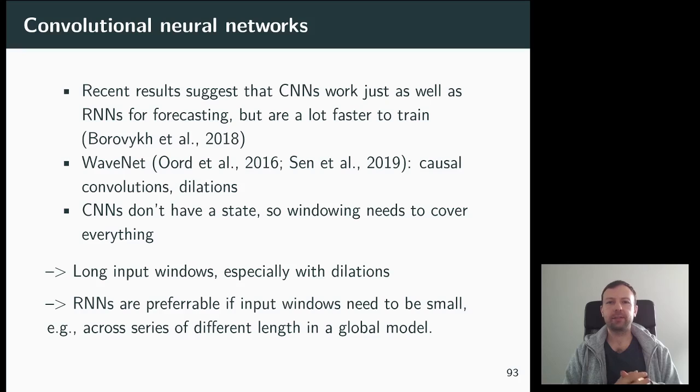Now, talking about convolutional neural networks, recent results suggest that CNNs work just as well as recurrent neural networks for forecasting, but they are a lot faster to train. There have been breakthroughs with things like WaveNet, causal convolutions, and dilations. But obviously the drawback is that the CNNs, just like a feed-forward network, don't have a state. So basically what's in your input window is everything that the CNN knows about. So the input window needs to cover everything. That means sometimes you need to use quite long input windows, especially if you use dilations.